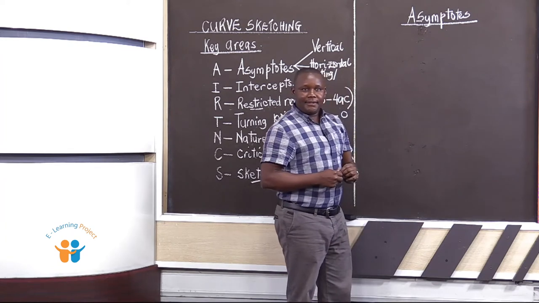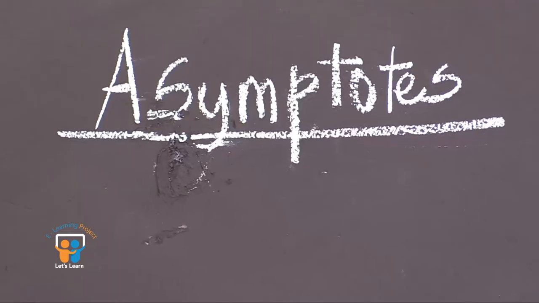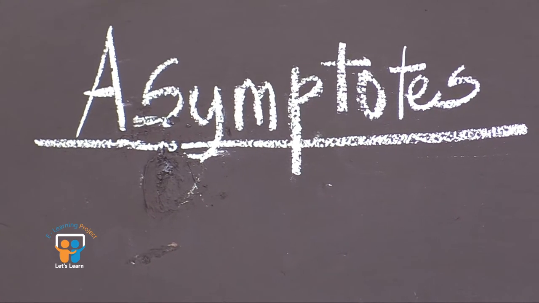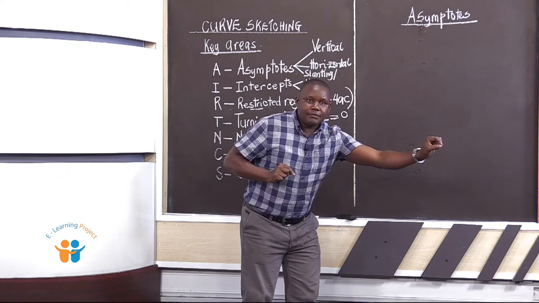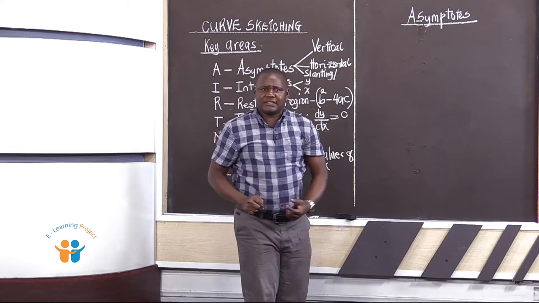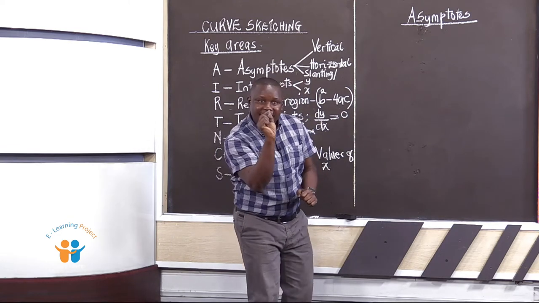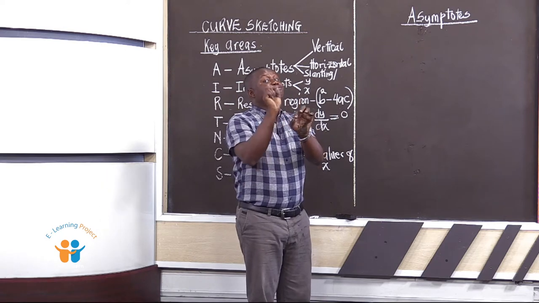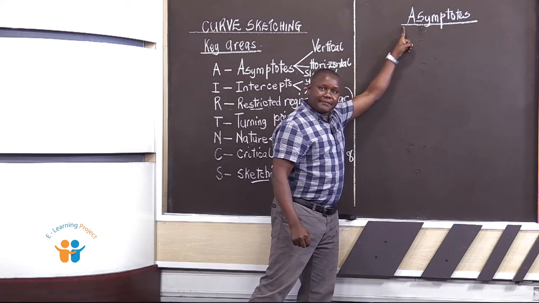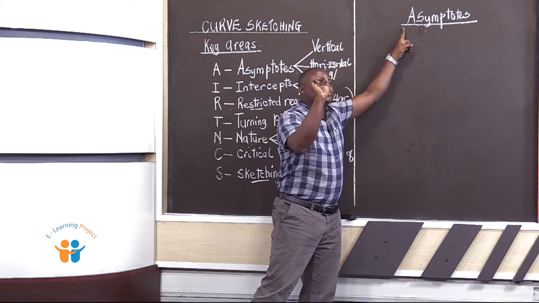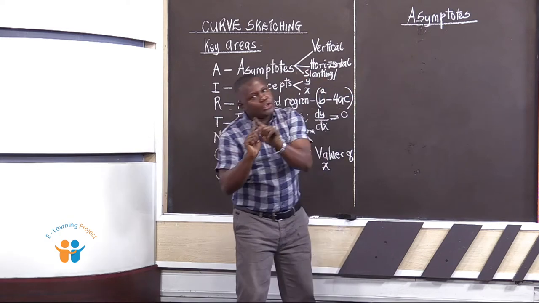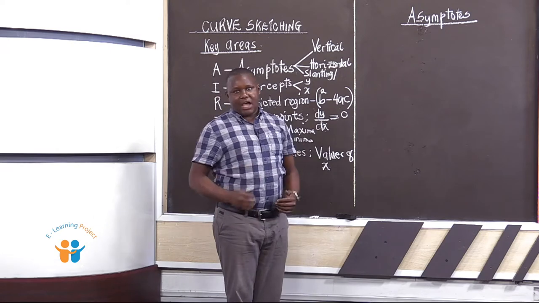Asymptotes. Okay? Now, an asymptote is a straight line. Repeat with me. What's an asymptote? It is a straight line that continuously approaches a given curve, but does not meet it at finite distances. I repeat, an asymptote is a straight line that continuously approaches a given curve, but does not meet it at finite distances. I hope now you've got it.